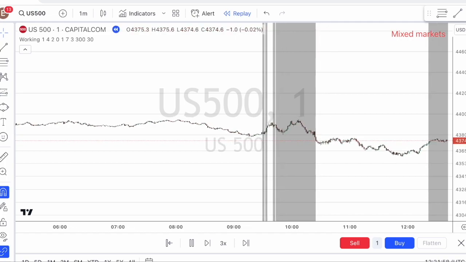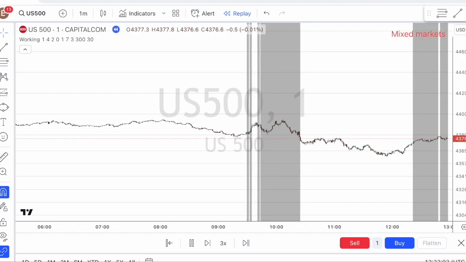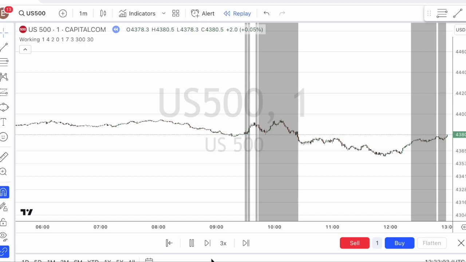The mixed markets alert can be displayed as a background color or text. The percentage of the daily range and the color of the background are customizable.